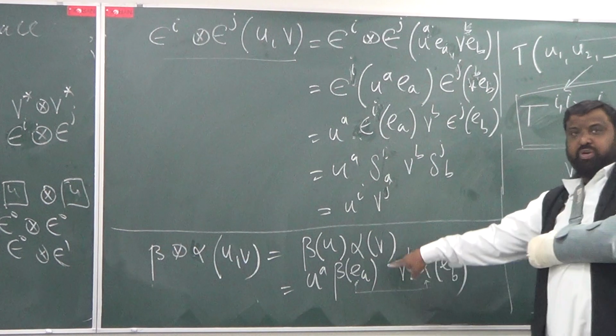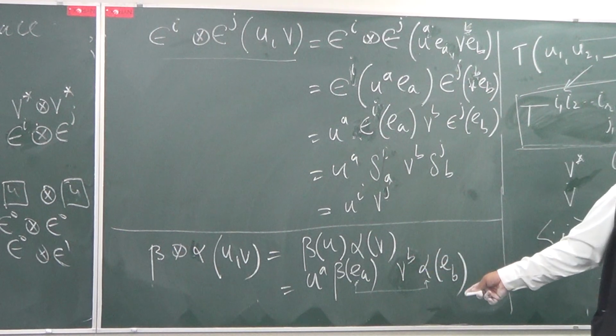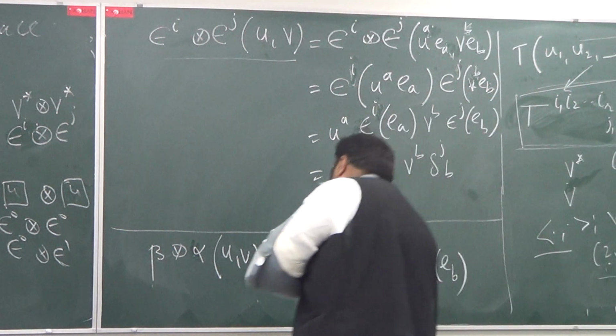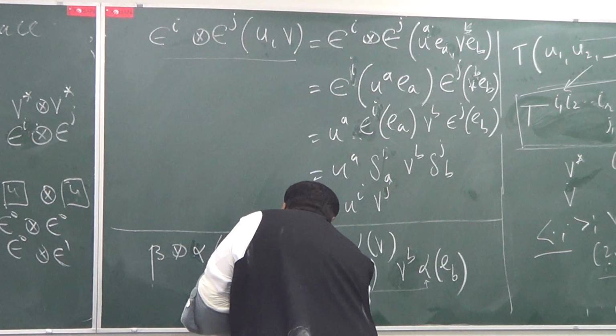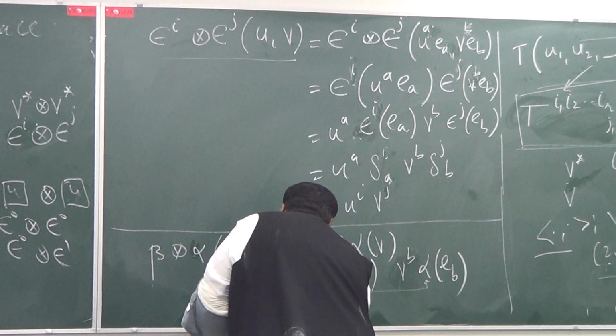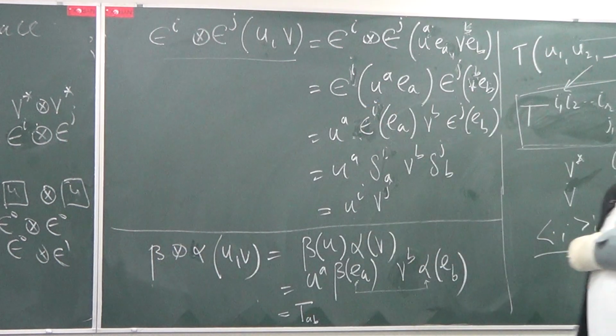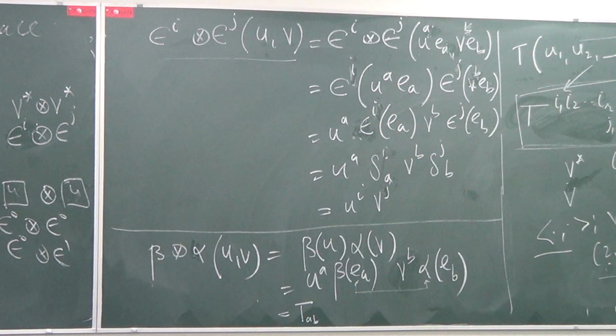So we'll give this product a name. I can keep it as it is if you wish, but let me give it a name. And the name that I am giving is this, T_AB subscript. Okay?